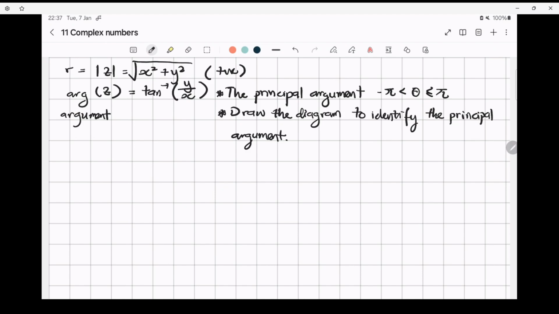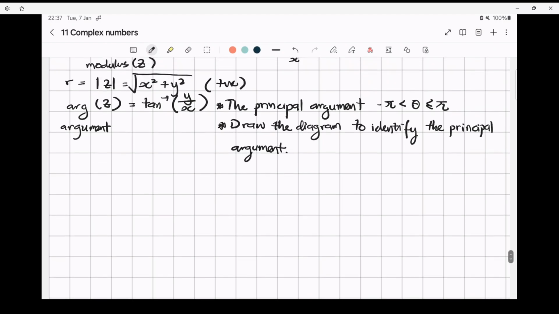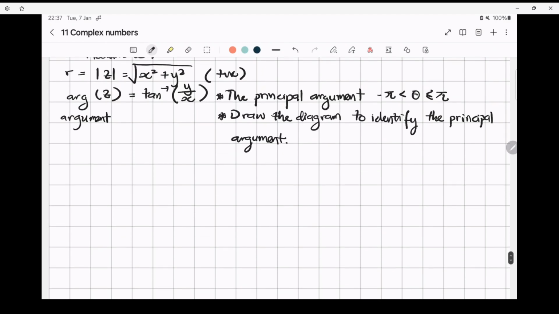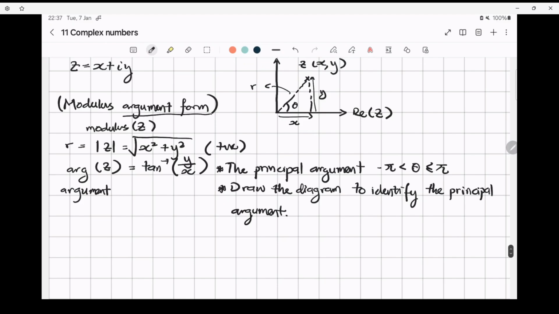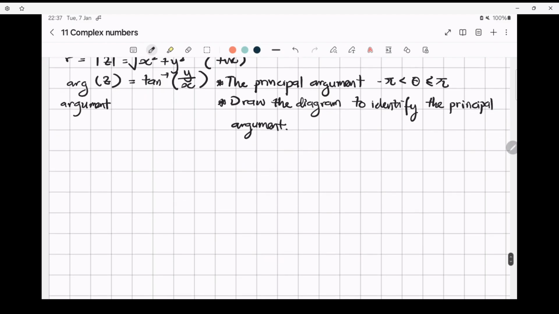Before we go into the examples, we can also consider, for example, the polar form. This will be what we call the modulus argument form, whereby we find the modulus and we find the argument. We can further simplify it into the polar form, or sometimes it is called the exponential form.